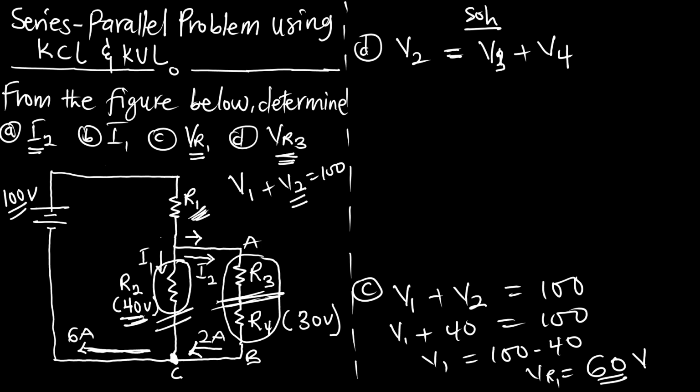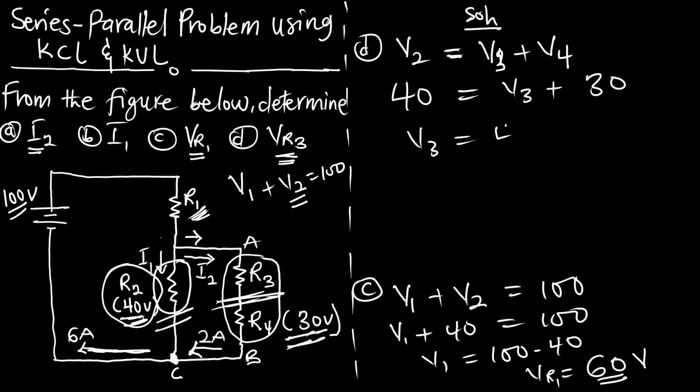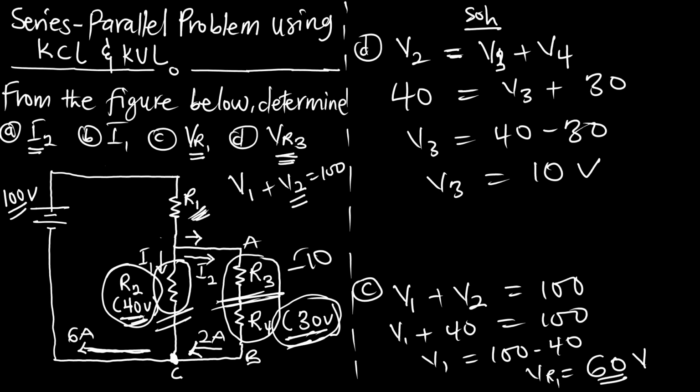And the question is saying the voltage across only resistor 4 is 30 volts. And we know resistor 2 is 40 volts. So we are going to say our 40 volts is equal to V3 plus resistor 4's 30. And our V3 should be 40 minus 30, meaning V3 is 10 volts. So you can see that the summation of the voltages of resistor 3 and 4 should give you the one across resistor 2 because they are parallel. So this is the solution for the problem using KCL and KVL.